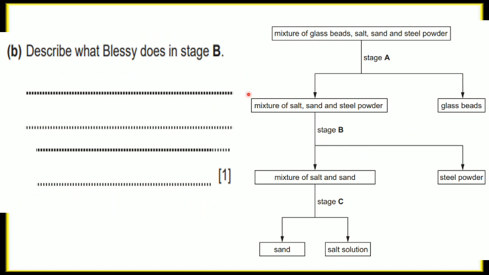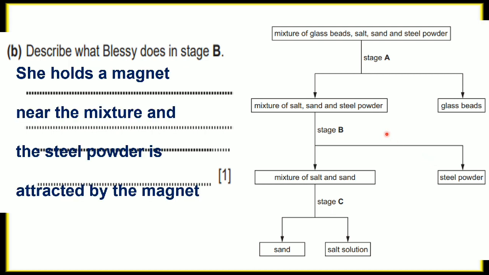Okay, so we are now in stage B. So you have a mixture of sand. What will you use to remove the steel powder? Well, I think you use a magnet. She holds a magnet next to the mixture and the steel powder is attracted to the magnet. Exactly. Because salt, sand, and steel, which one is magnetic?